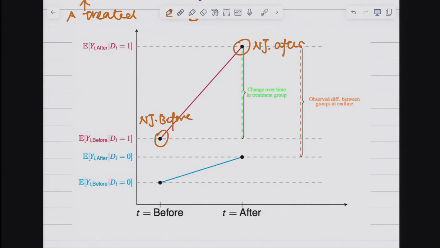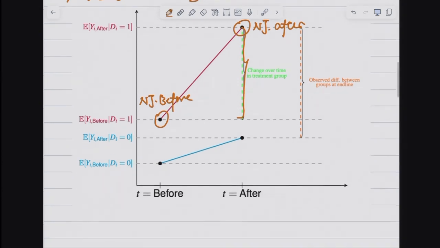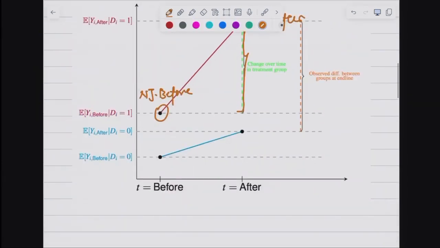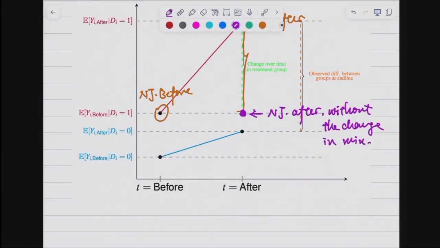So it's the average employment level after the increase in the wage. Now, if we simply compute the difference between these two endpoints, that basically gives us the before-after change for the treated group over time. And if this were to give us the treatment effect, what we really require is that in the absence of the treatment, so this is New Jersey's after employment level without the change in the minimum wage.